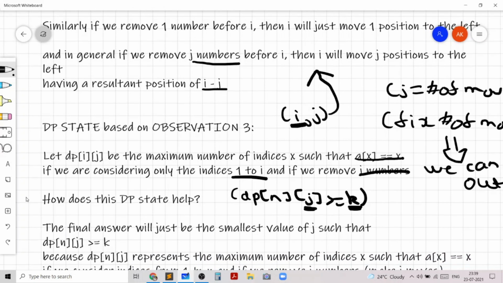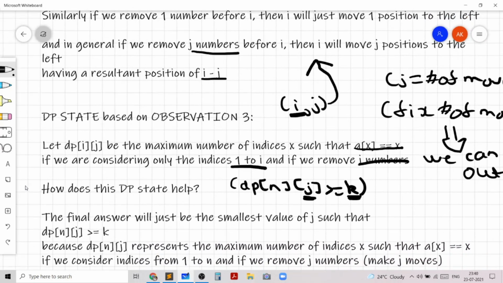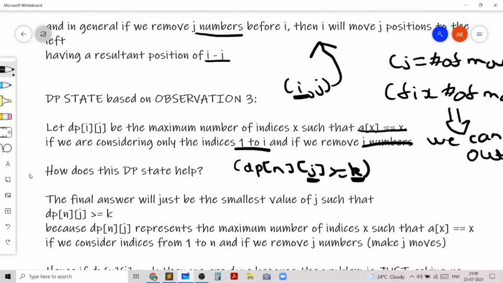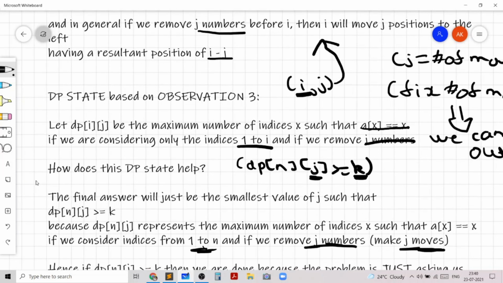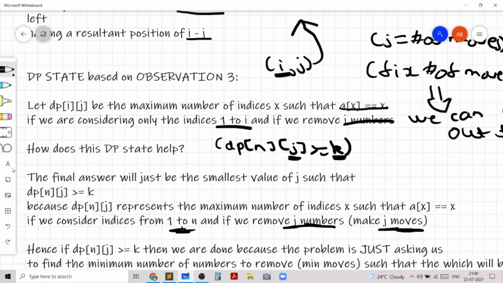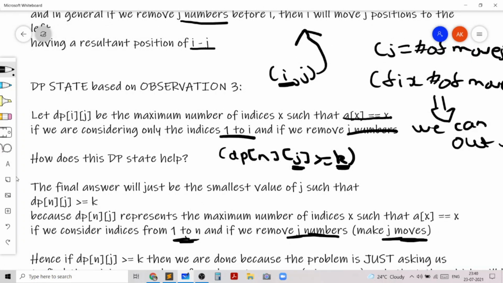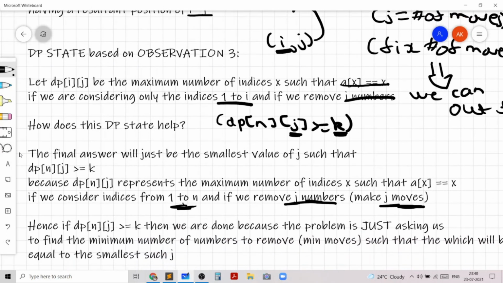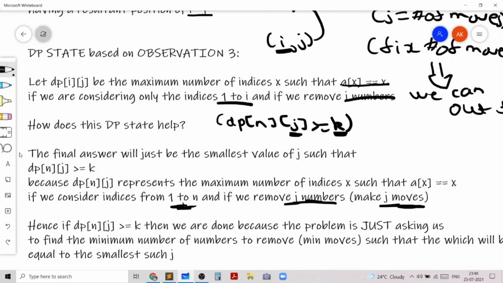dp[i][j] represents the maximum number of indices x such that a_x is equal to x if we consider indices from 1 to n, and if we remove j numbers, we make j moves. So by making j moves, we got the number of indices greater than or equal to k, and hence we are done, because the problem is asking us to find how many moves, and the number of moves is just j. That's what I've been repeating so far, and hence we can just print the smallest value of j.